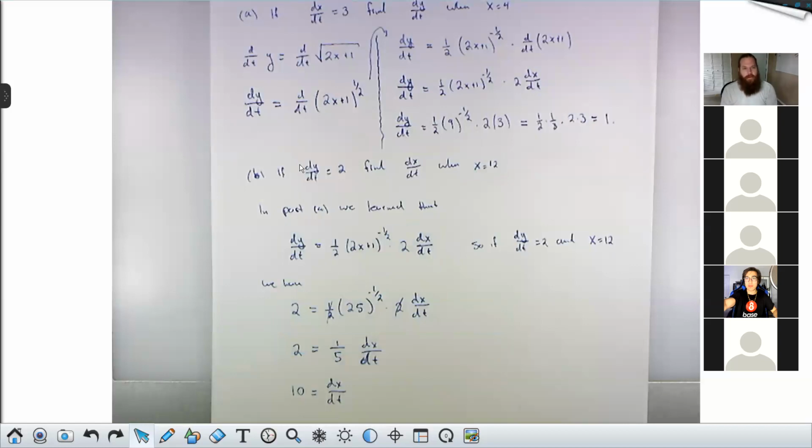Yeah, they said if dy/dt is 2, find dx/dt when x equals 12. So they're telling me plug in 12 for x and 2 for dy/dt, then solve for dx/dt. Too easy. Thank you. That's not too bad, no. What else are we wondering? Any other questions on this one?